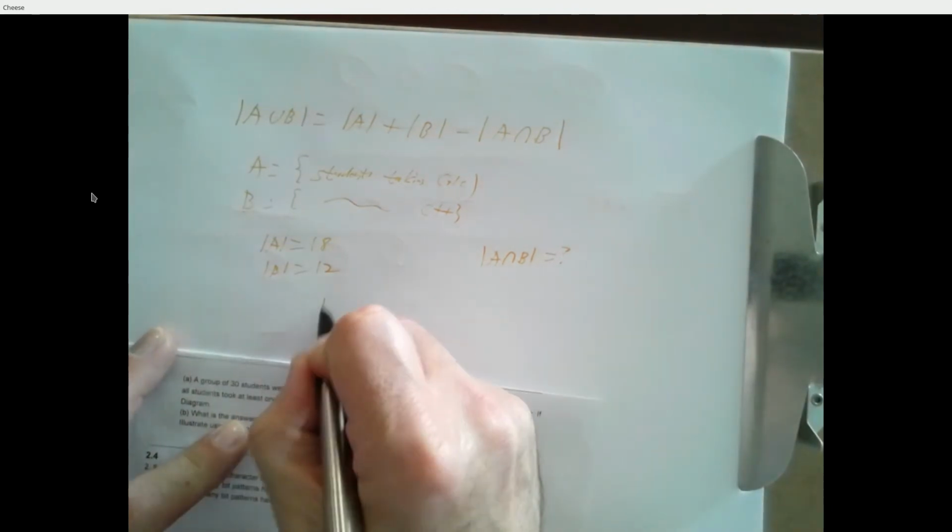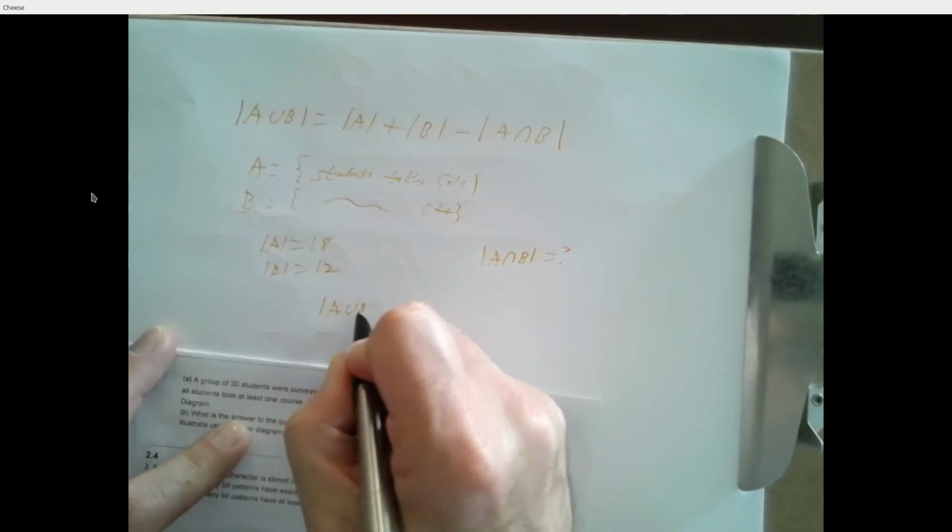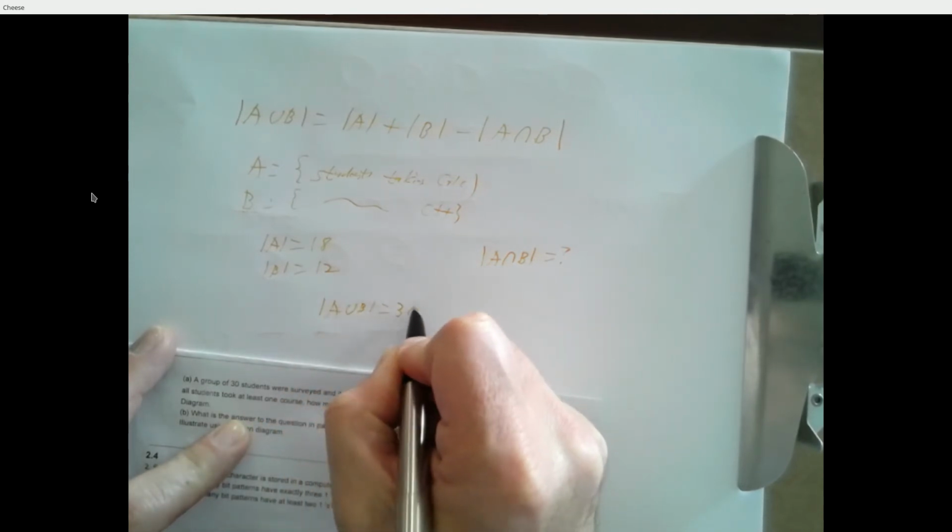Well, we have a group of 30 students, so if you take all these students and you take their union, unions don't include duplicates, it just gives you a set of all the students that took at least one of these courses. So since the group of students is 30, that tells us that the cardinality of A union B is equal to 30. That's sort of the critical detail.